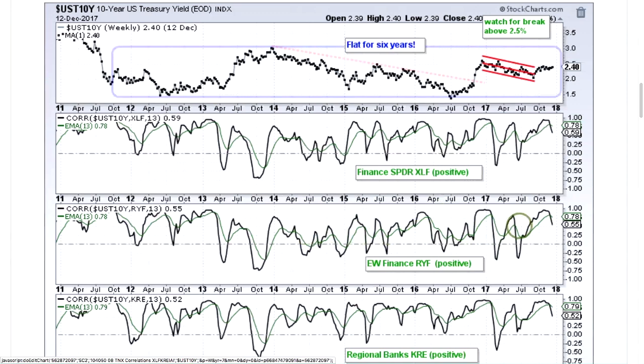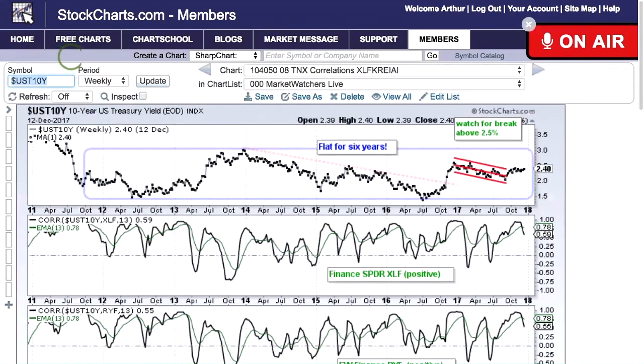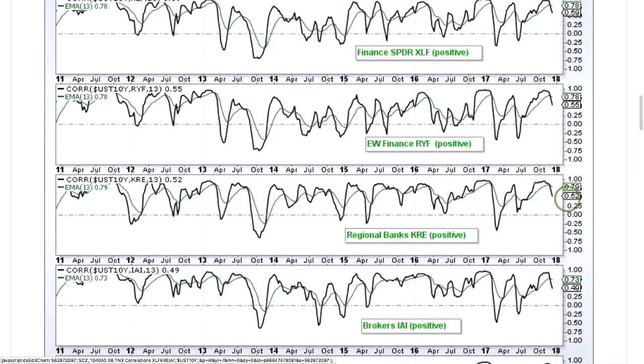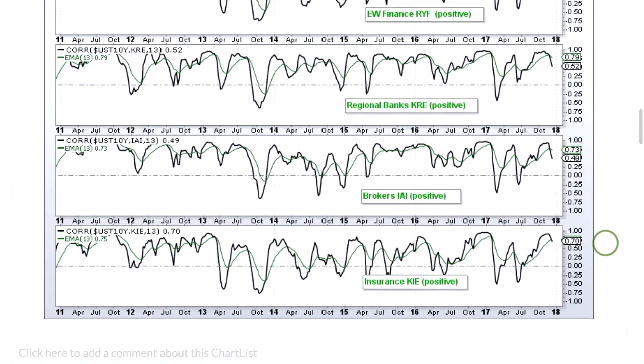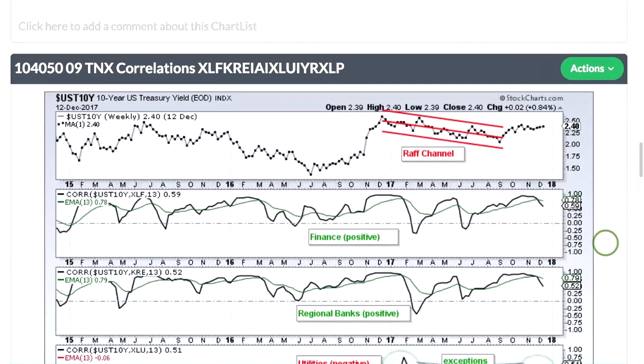Same with the equal weight finance sector, strong positive correlation. Sorry about that. That was an inadvertent click. Regional banks, a very strong positive correlation, brokers strong, and insurance. So pretty much anything in the finance sector is positively affected by rising treasury yields at this stage.